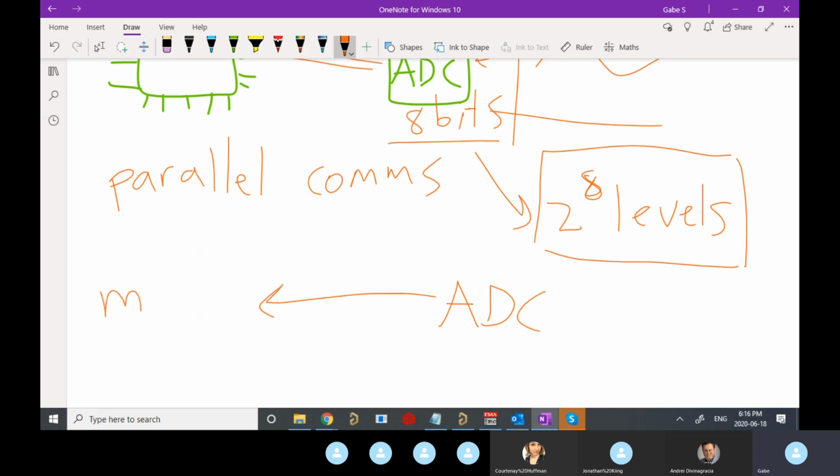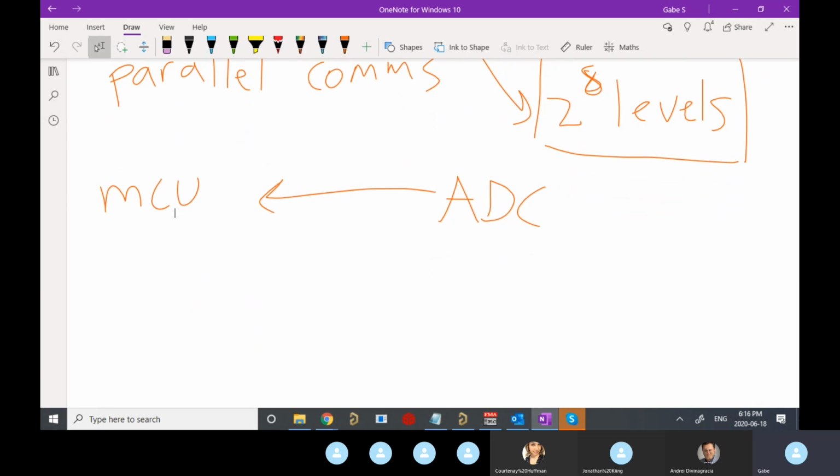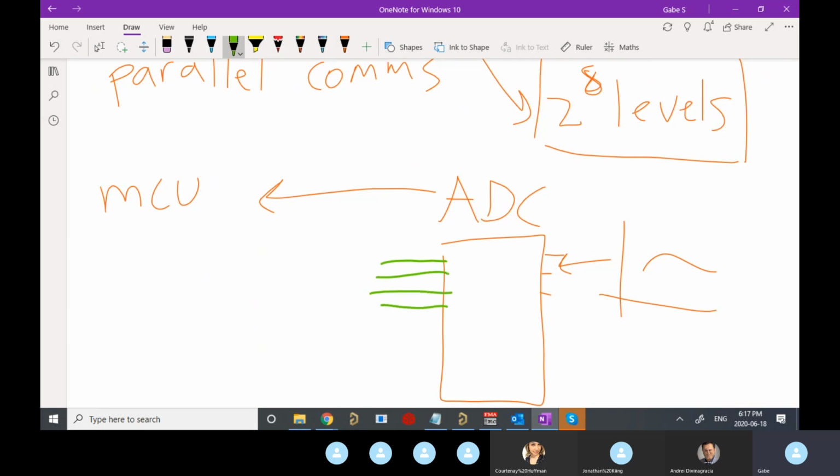ADC to microcontroller. Well, what they used to do literally was send each bit on its own line. So you'd have an ADC like this. There's some pins that sample the analog side. And then to send 8 bits across, you'd have a wire for bit 0, a wire for bit 1, bit 2, bit 3, bit 4, bit 5, bit 6, bit 7, right? 0 all the way to 7.